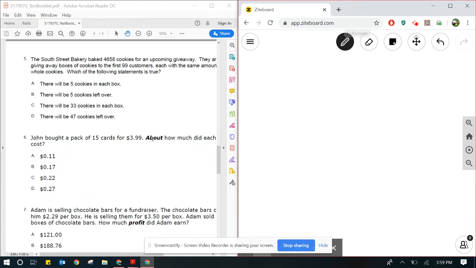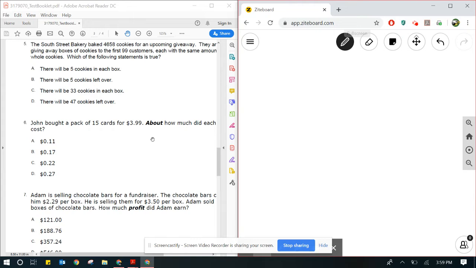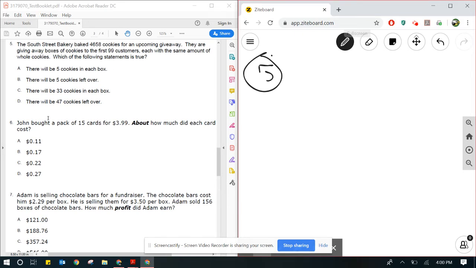Let's do number 5. The South Street Bakery baked 4,658 cookies. This is question number 5. For an upcoming giveaway, they are giving away boxes of cookies to the first 99 customers, each with the same amount of whole cookies. Which of the following statements is true? It says there would be 5 cookies in the box. That's clearly not true. That means that 4,658 divided by 99 is going to be like exactly this.